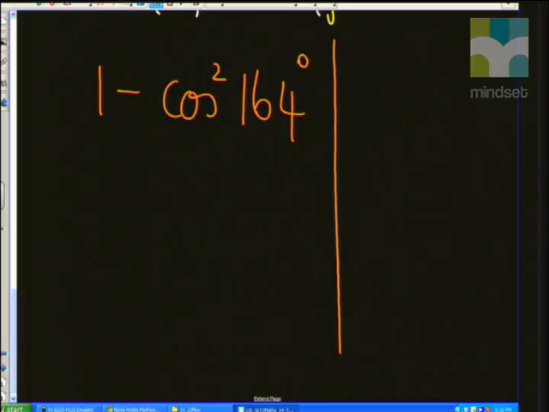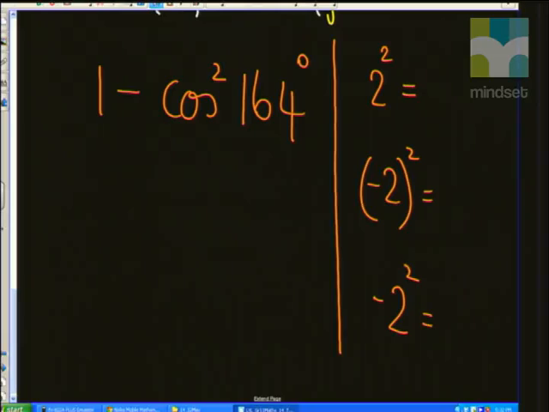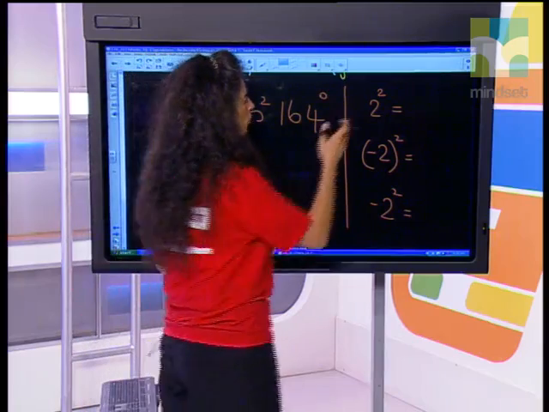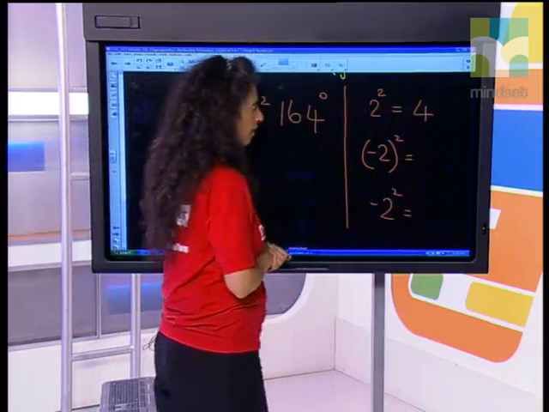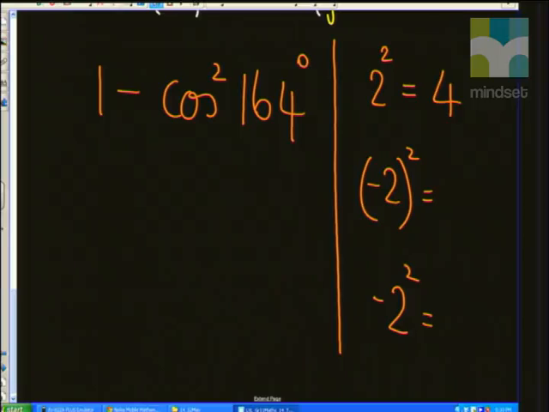If I look at numbers, pure numbers, I'm just staying away from the trig for a little while. If I ask you for 2 squared, what do you get? If I ask you for negative 2 squared, what do you get? And if I ask you for negative 2 squared, what do you get? Do we get the same value in all 3 cases, or do things differ slightly? Well, 2 2s are 4, so we have got no problem with that. Negative 2 times negative 2 is positive 4, so we've got no problem with that. But what about negative 2 squared?